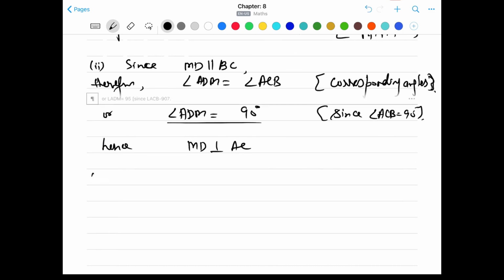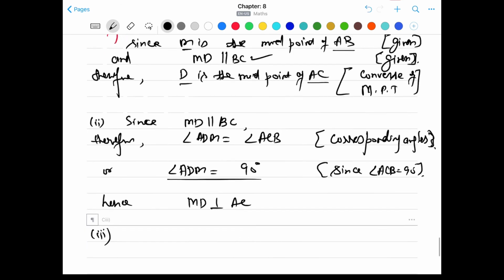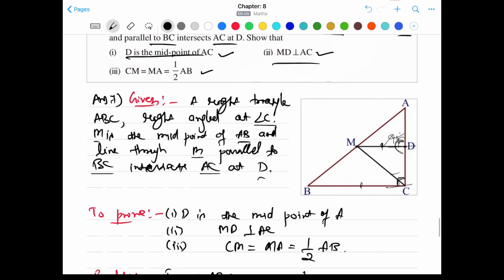Now let's come to the third and last part of the question, where we have to prove that CM is equal to MA, which is equal to half of AB. For that we'll start with two triangles. In triangle AMD and triangle CMD, let's locate the triangles. Triangle AMD is this one and CMD is this one. So we are dealing with these two triangles.